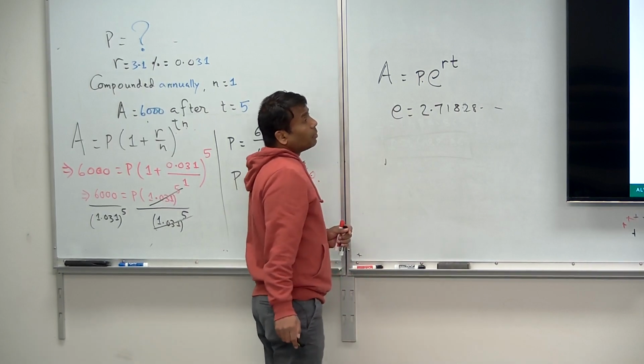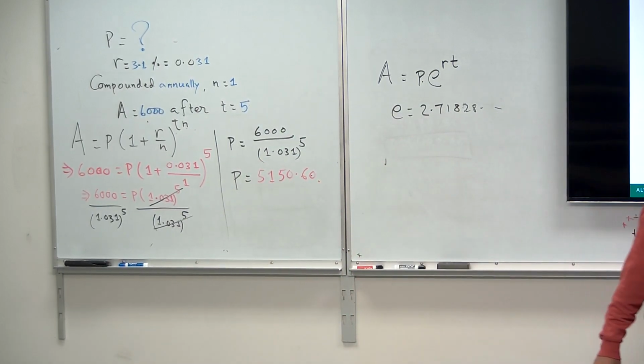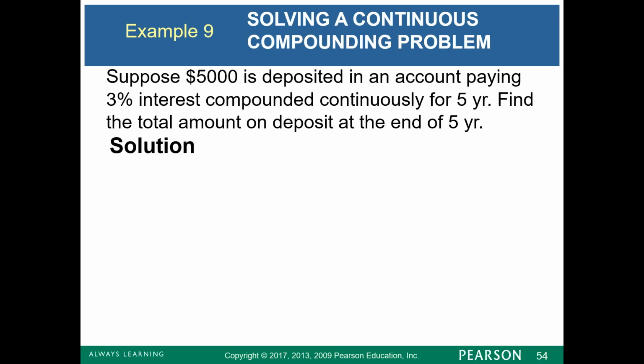Okay, so now let's do this problem, guys. Suppose $5,000 is deposited in an account paying 3% interest compounded continuously for 5 years. Find the total amount on deposit at the end of 5 years. So P equals $5,000, and the rate of interest is 3%, so 0.03, compounded continuously.